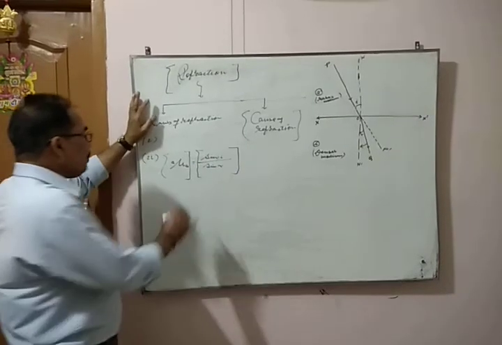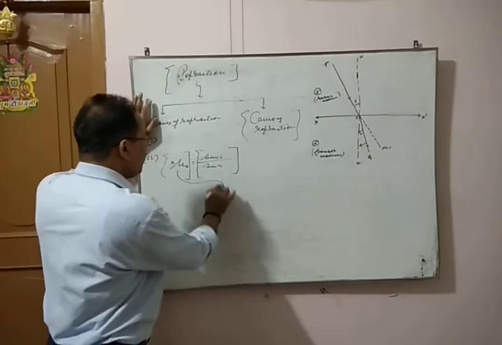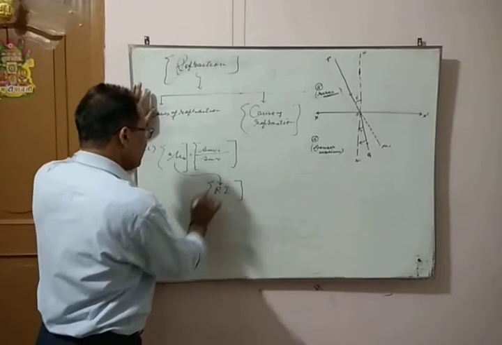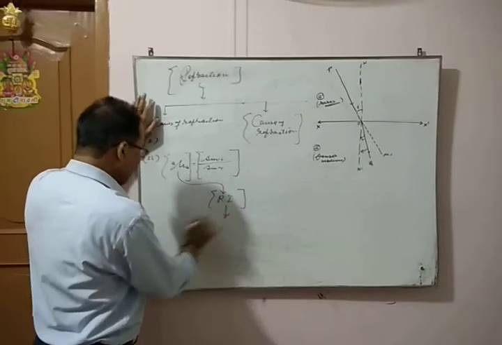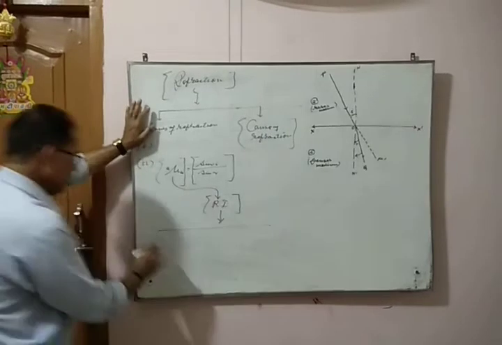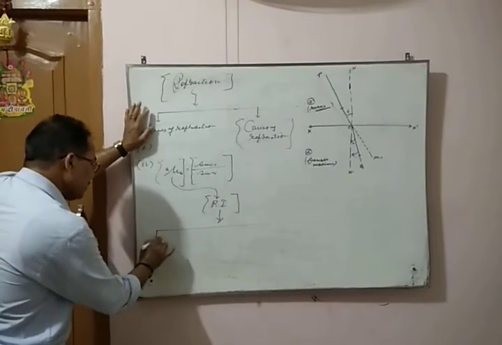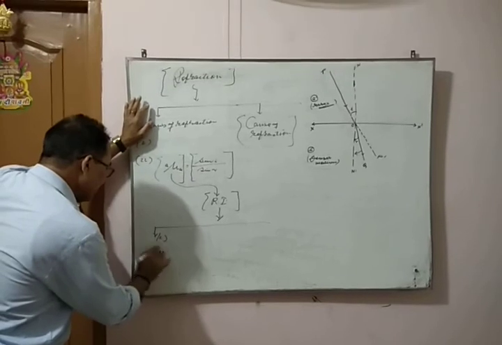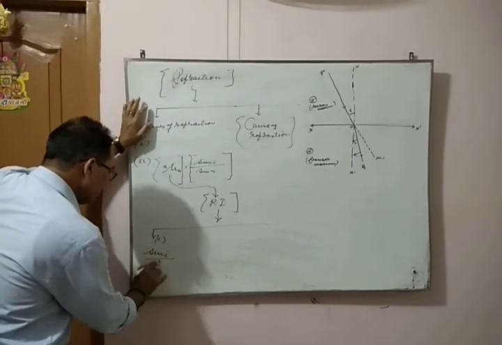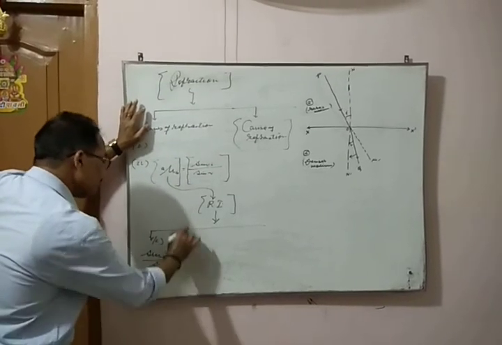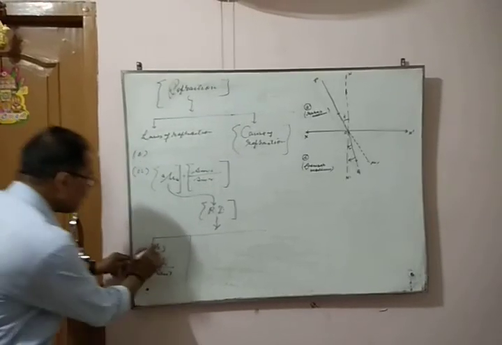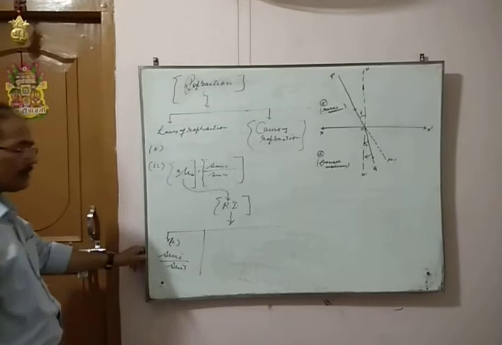Children, now another topic is refractive index. You can define the refractive index. There are three definitions of the refractive index. Number one, sin i by sin r. It is the ratio of the sine of the angle of incidence to the sine of the angle of refraction.